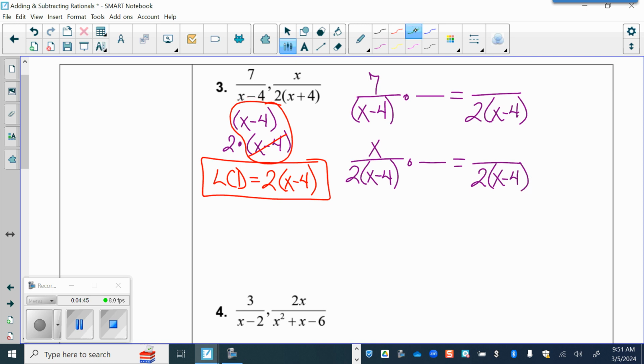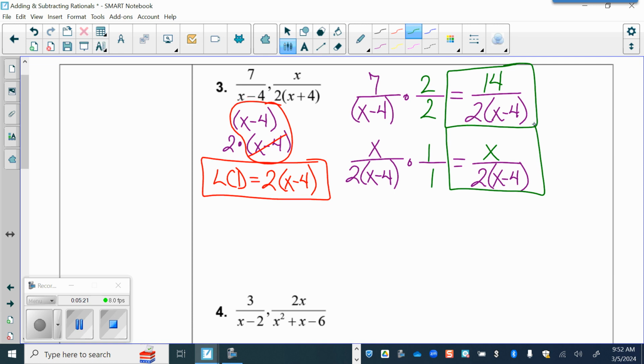So equivalent fractions. I now have 7 over x minus 4 times something will give me 2 times x minus 4, and x over 2 times x minus 4 times something will equal 2 times x minus 4. For x minus 4, I am missing the 2, so I'm going to multiply the top and the bottom by 2. The first equivalent fraction is 14 over 2 times x minus 4. My second fraction already has the common denominator, so technically you are multiplying by 1 to get that equivalent fraction. Now we would be able to add or subtract those two fractions together because we have a common denominator.